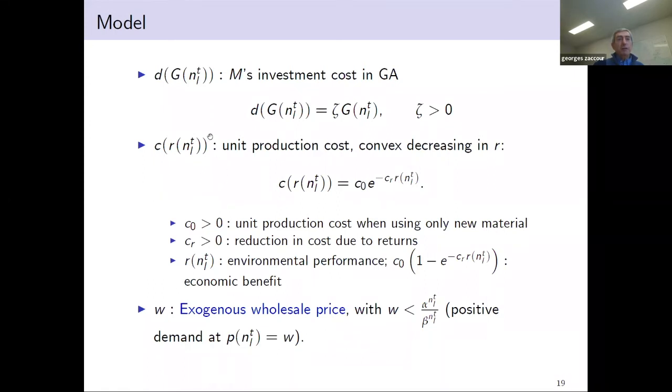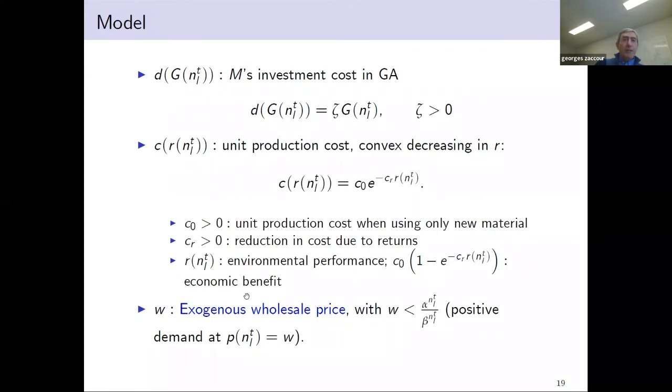These benefits are materialized in the decreasing unit production cost. So the cost with these returns is given by this function, which is convex decreasing in R. So C0 is the unit production cost if you use only new material, and CR is the reduction in cost that is due to the returns.